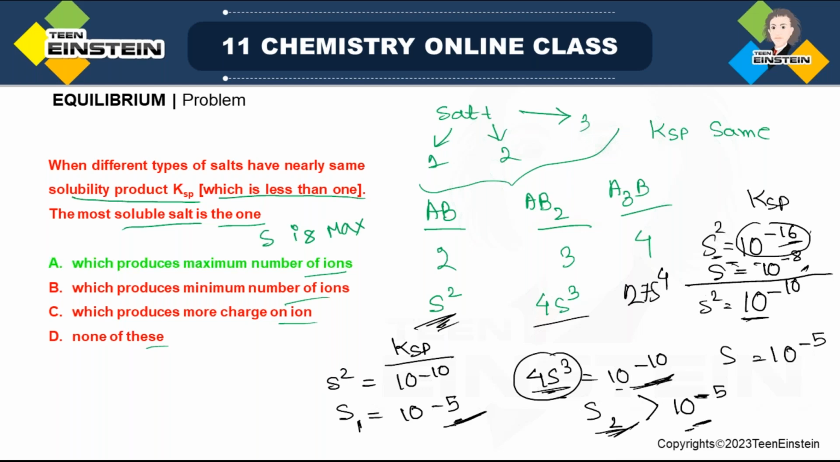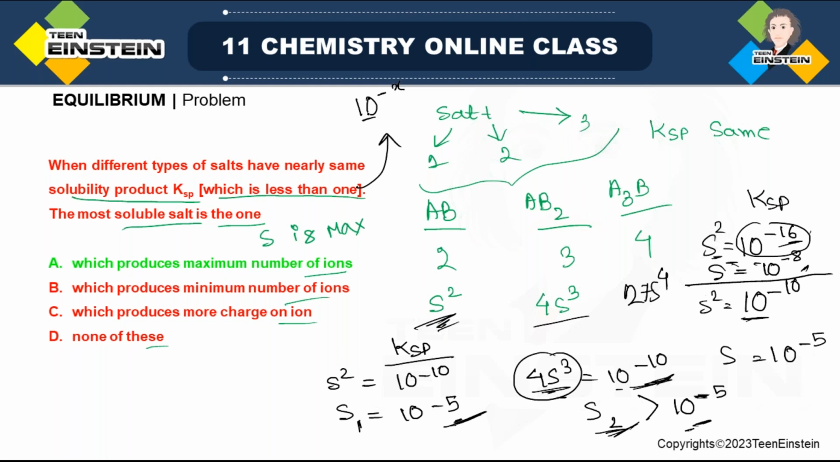At first glance, it seems that there are different Ksp values. So when it is producing more ions, the Ksp value is distributed among more S, so it will be low, but actually it is not so. And why is that? Because Ksp is lesser than 1. So when you have 10 to the power something negative and you are breaking it into more S values, obviously the individual S values become very high. But if you do a similar thing for a positive power of 10, it will be the reverse.